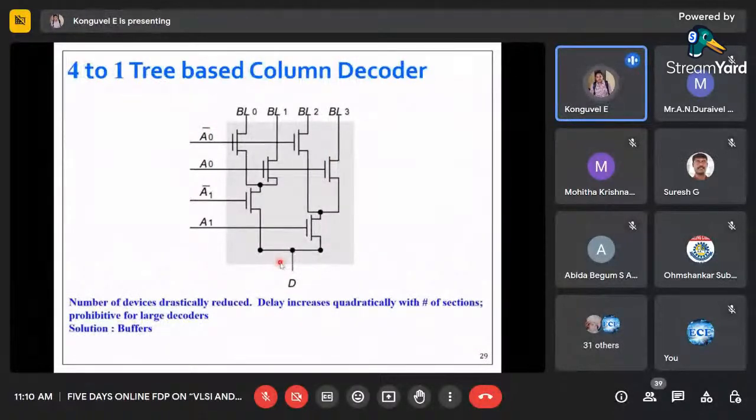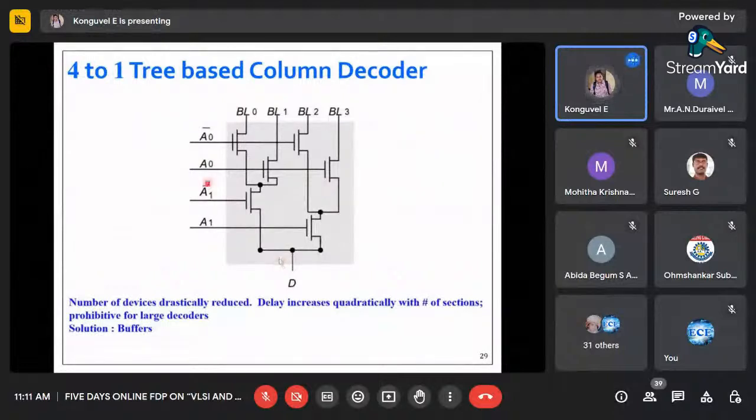As we have seen, we have large fan-in problems, we have delay problems, and of course we have an area problem, because you see 256 NAND gates, for each decoder we are giving 256 NAND gates. So to avoid that, we are going for a column-based, I mean tree-based column decoder.